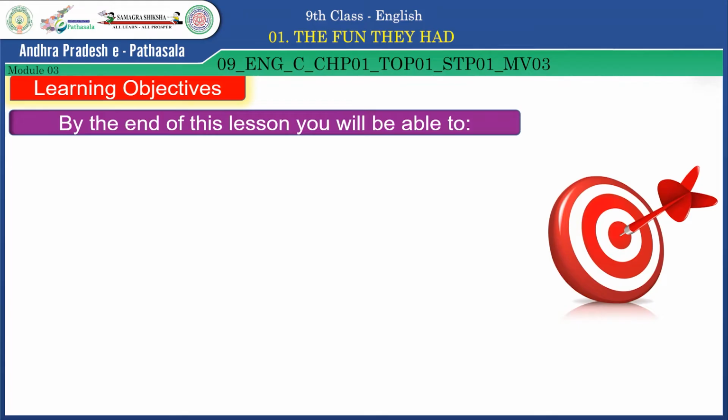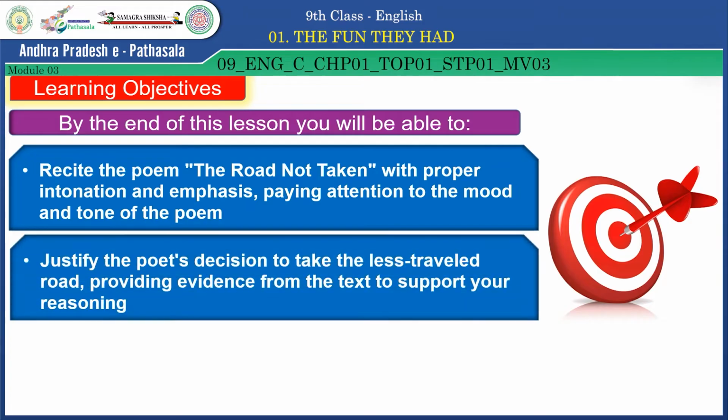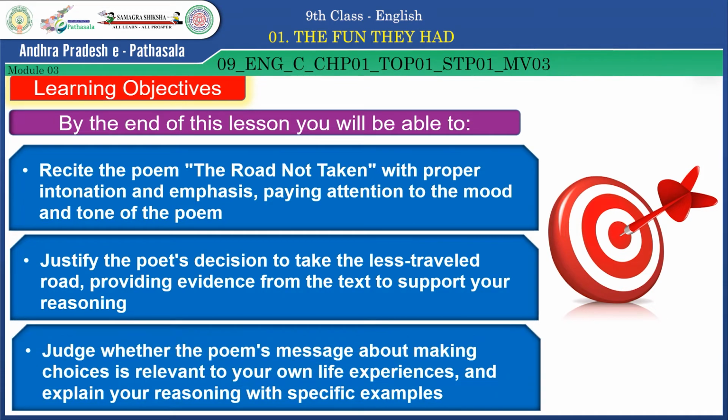By the end of this lesson, you will be able to recite the poem The Road Not Taken with proper intonation and emphasis, paying attention to the mood and tone of the poem. You will be able to justify the poet's decision to take the less traveled road, providing evidence from the text to support your reasoning. And also judge whether the poem's message about making choices is relevant to your own life experiences, and explain your reasoning with specific examples.